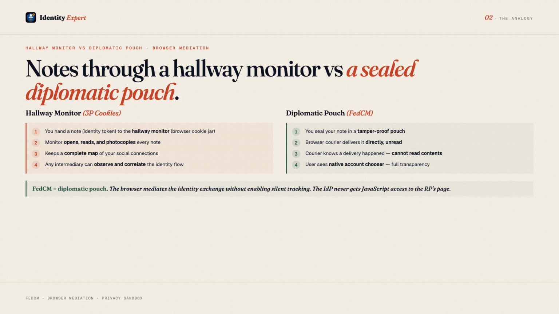That is FedCM. The browser acts as a trusted courier that mediates the identity exchange without enabling silent tracking. The identity provider never gets silent access to the relying party's context. The relying party gets the token it needs, and the user sees exactly what is happening through the browser's native account chooser, no hidden iframes, no invisible cookie exchanges.